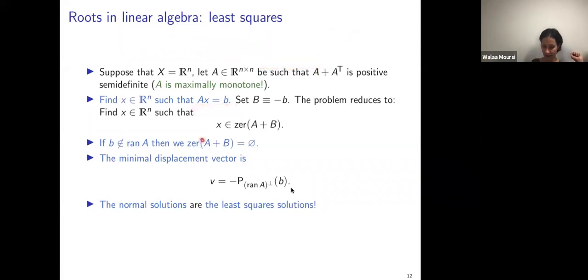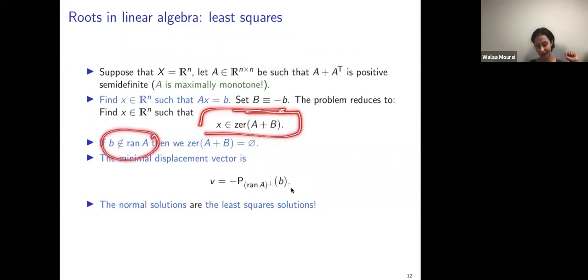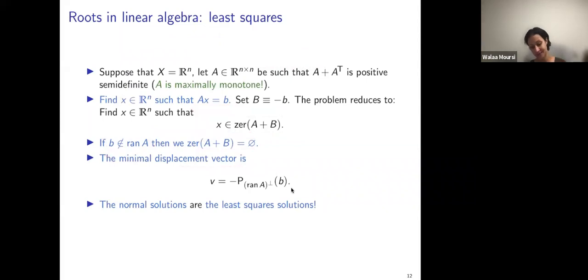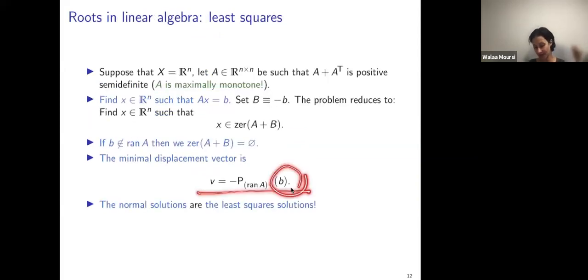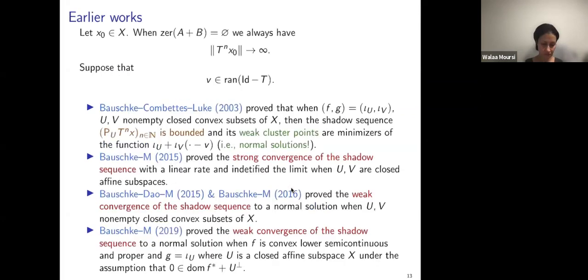And in this case, we can look at this problem as finding a zero of A plus B. And if b is not in the range of A, then the set of zeros is empty. And in this case, we can show that the minimal displacement vector that we just defined is actually the projection of minus b onto the orthogonal complement of the range of A, and the normal solutions are just the least squares solutions.